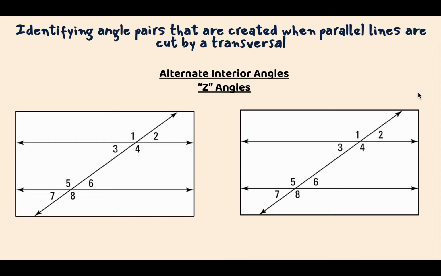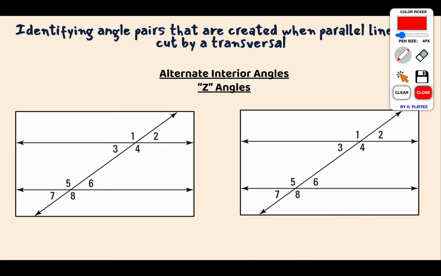Now, the first angle pair we're going to talk about are alternate interior angles. Alternate interior angles is the formal name that we use. The less formal name that we're going to use are the Z angles. The Z angles are going to be something that helps you identify your alternate interior angles.